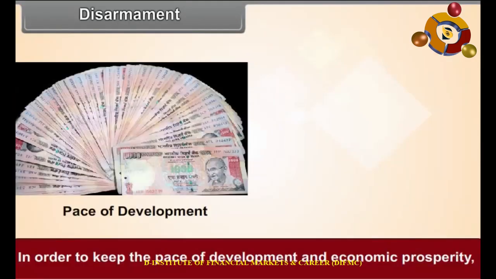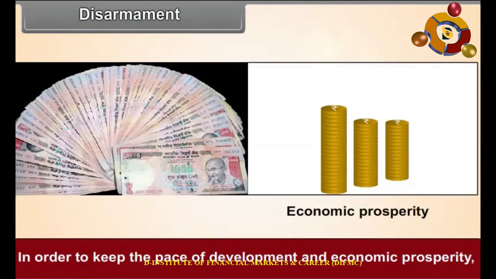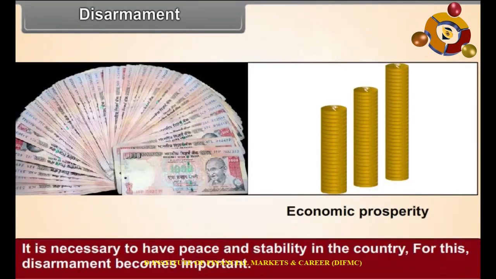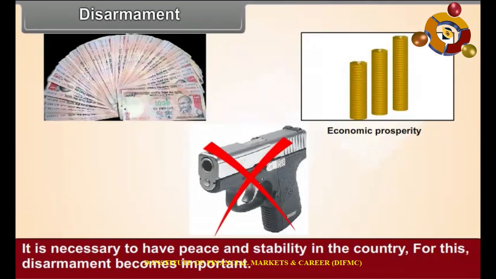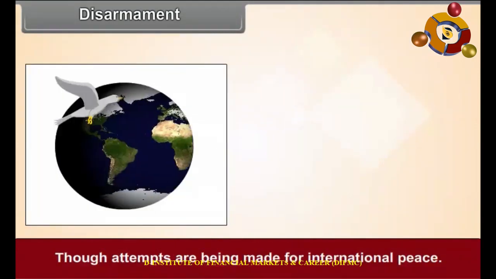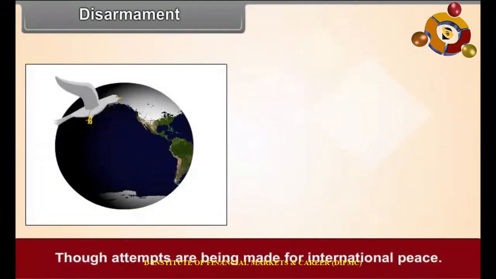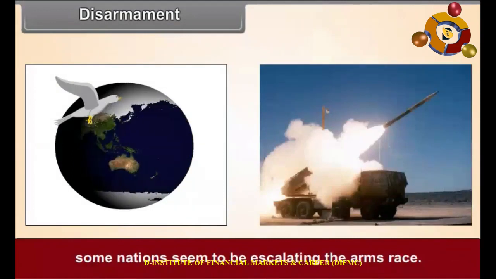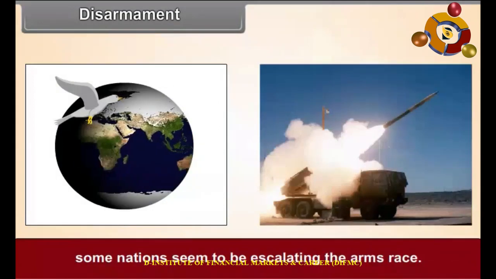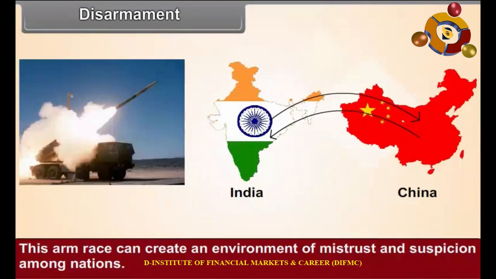Disarmament. In order to keep the pace of development and economic prosperity, it is necessary to have peace and stability in the country. For this, disarmament becomes important. Though attempts are being made for international peace, some nations seem to be escalating the arms race. This arms race can create an environment of mistrust and suspicion among nations.